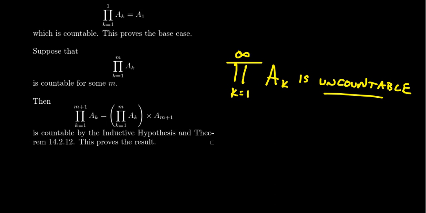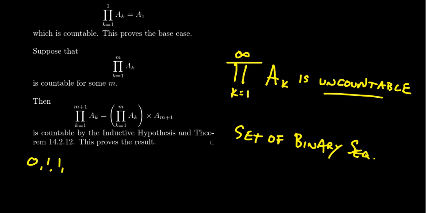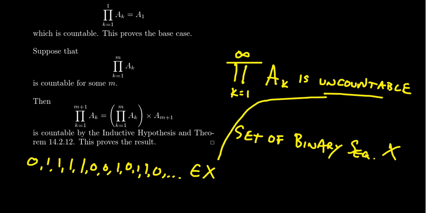We're actually going to look at the set of binary sequences. That is to say, a binary sequence would be something like 0, 1, 1, 1, 1, 0, 0, 1, 0, 1, 1, 0, etc. So this is an infinite list of numbers that consists of only 0s and 1s. If you take the set that contains all of these things, this set we are going to see is actually uncountable. And this set, of course, is an example of such a thing. This set X is equal to the infinite Cartesian product, where k goes from 1 to infinity, of the set {0, 1}.